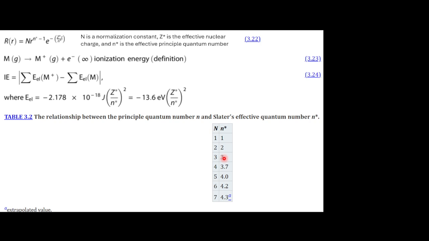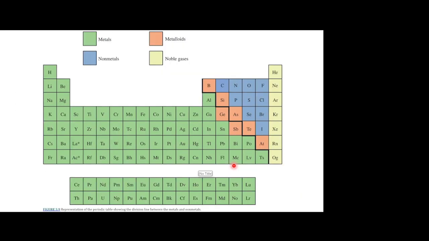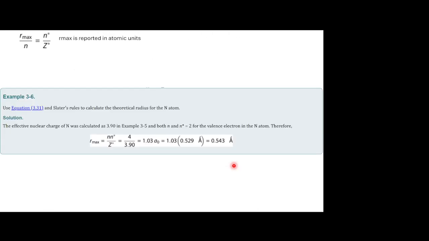Notice that for the lower periods, it actually just directly corresponds. Okay? When we get to higher periods, that's when it stops growing as much, because we get more and more packing that prevents that. More and more shielding. Okay, and so we go Rmax, we put the N over, so multiply this N over, and we get N times N star over Z star. Okay, so for nitrogen, what period are we on?